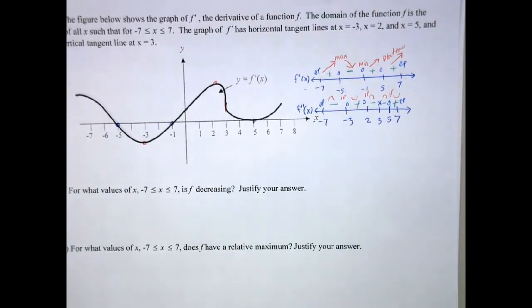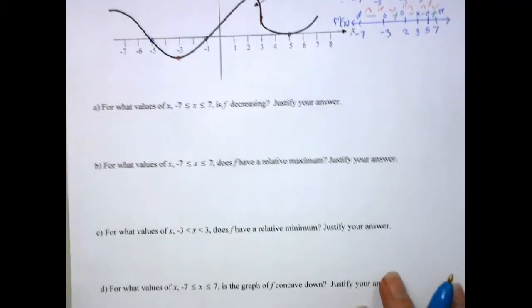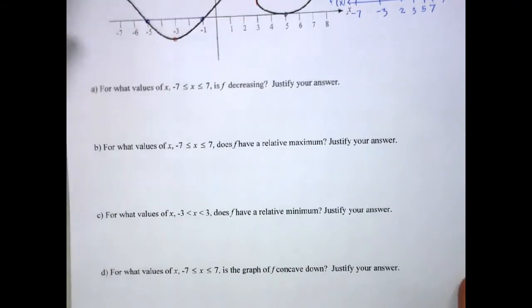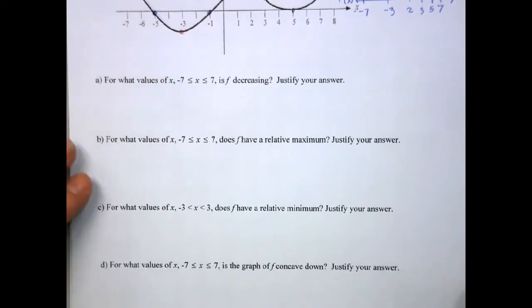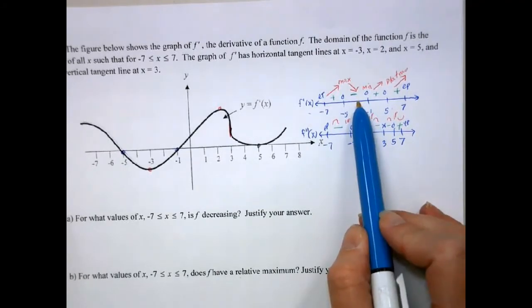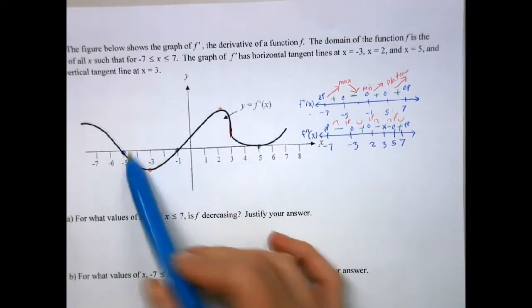Okay, so now we can answer these questions. We've answered all of it in the charts. We just now have to translate that to numbers and justifications. So where is our graph decreasing? Only when this part was below the x-axis, so between -5 and -1.